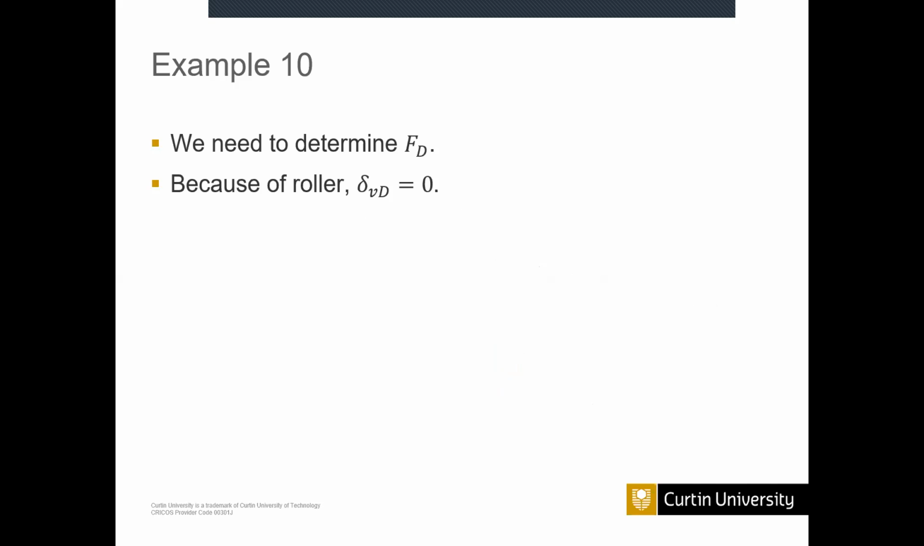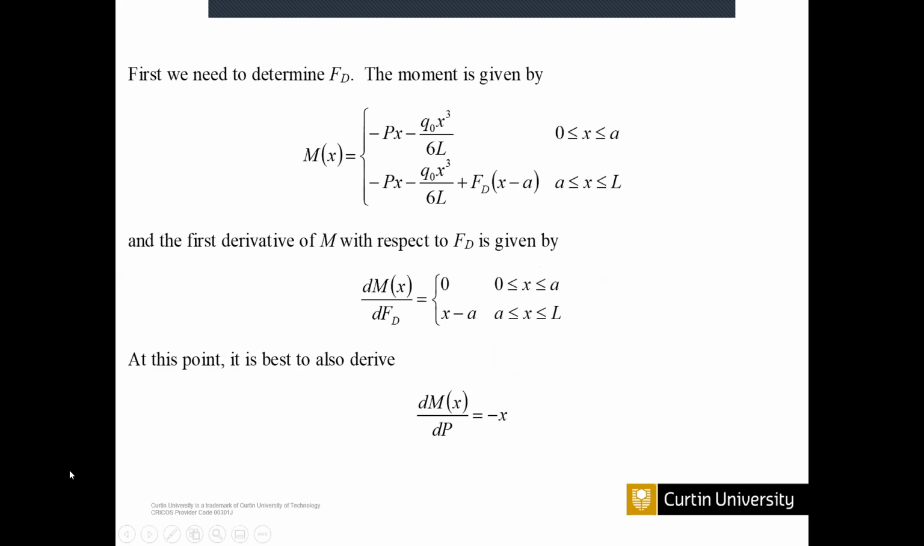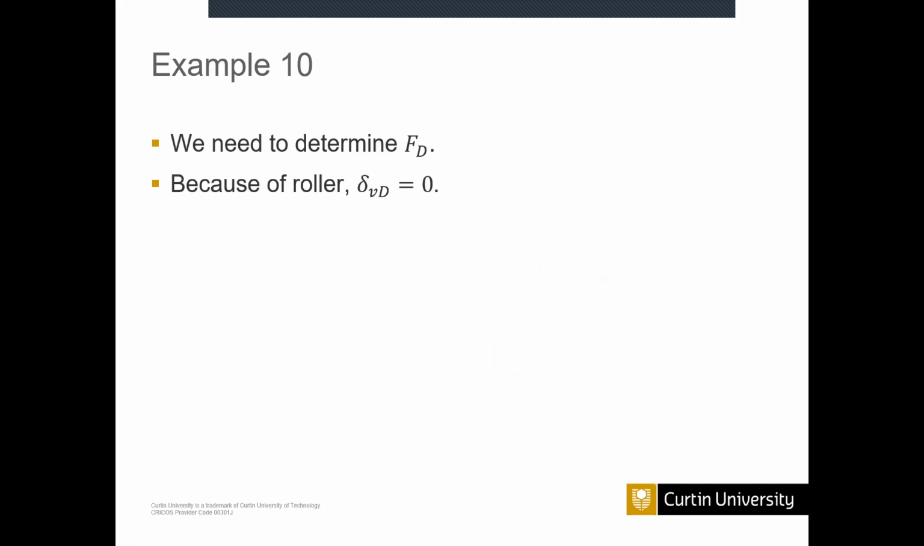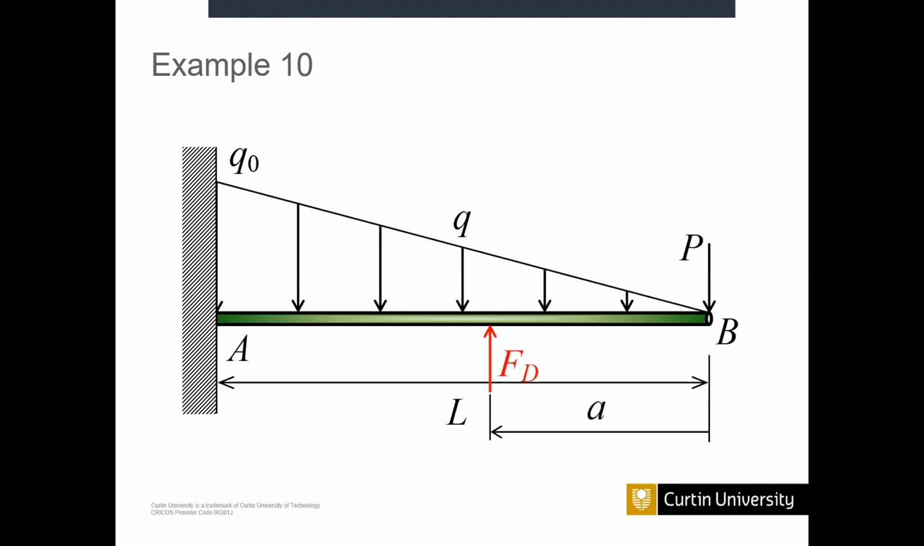Because with the roller, it cannot go downward. It should stay still as it is. That's why there is a reaction force applied. So FD we will find out. We should know this reaction, but we don't know how to find it because we don't know the reaction at this point. Don't use the force equilibrium, P equals P plus this total load. This is wrong, because we don't know these reactions.